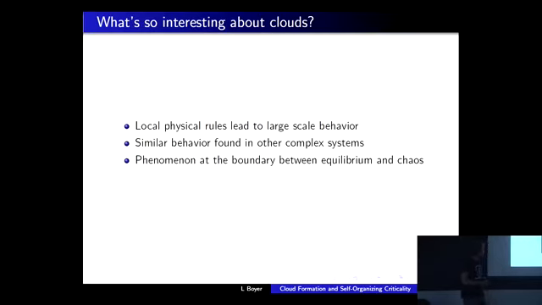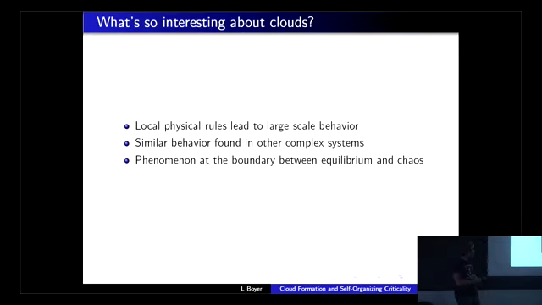So this behavior is complex in that clouds have many moving parts, and it's obviously one cohesive thing. But at the same time, there's no way one end of the cloud can immediately communicate with the other end of the cloud. So similar behavior is found in other complex systems.